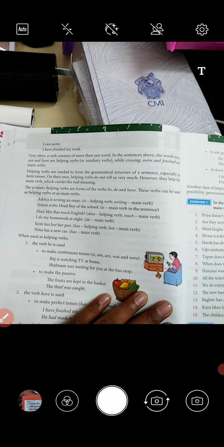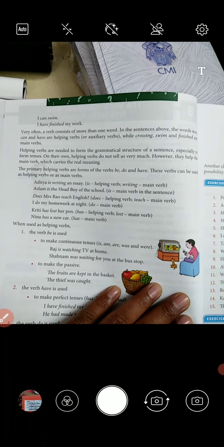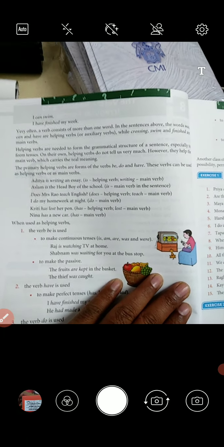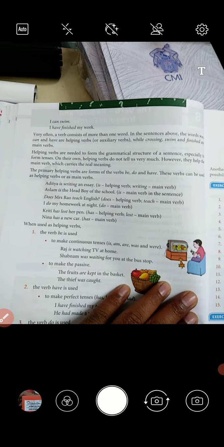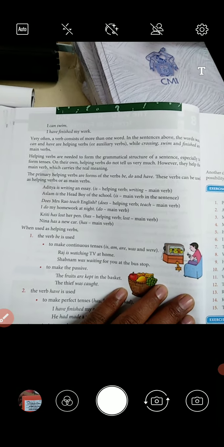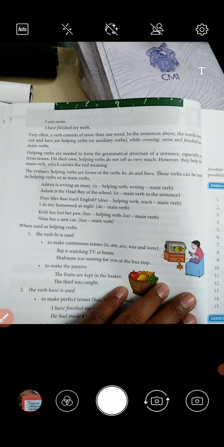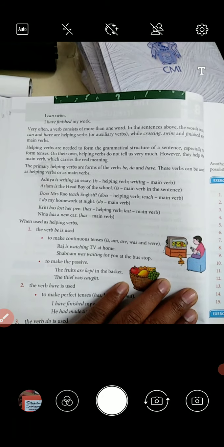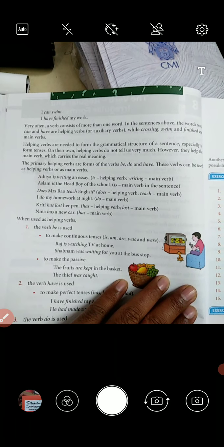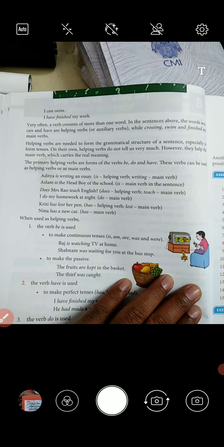So let us again look at the first sentence. I can swim. In this sentence the action is swimming, so that is the main verb, and the auxiliary verb is can. And in the second sentence, I have finished my work, the main verb is finished and the auxiliary verb is have.